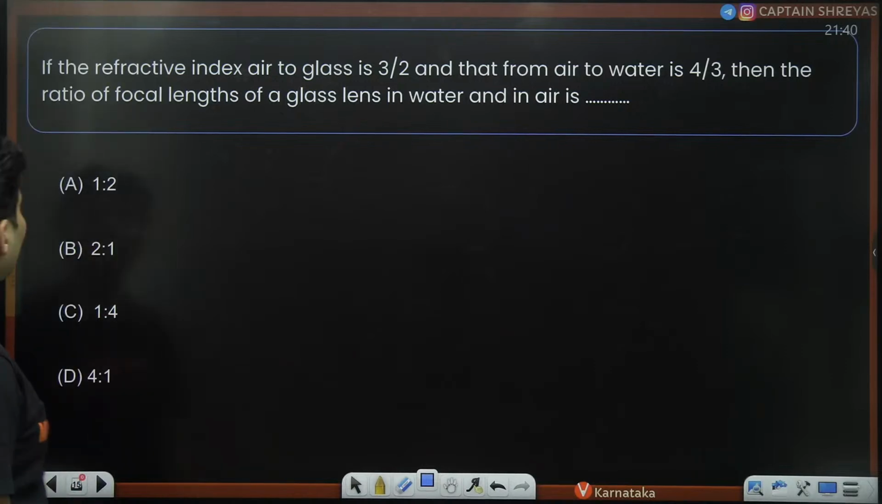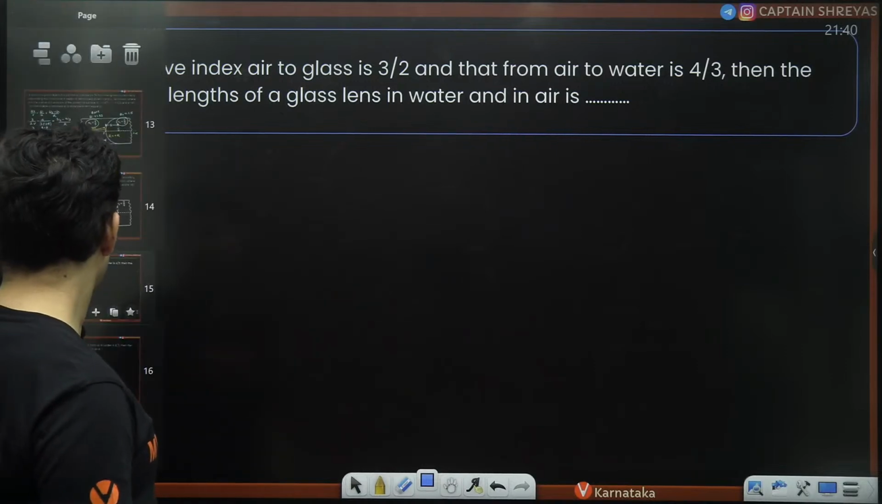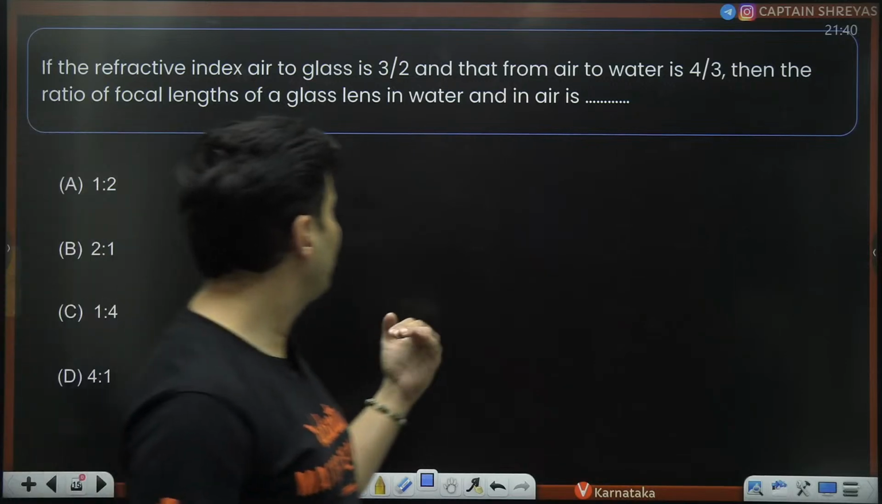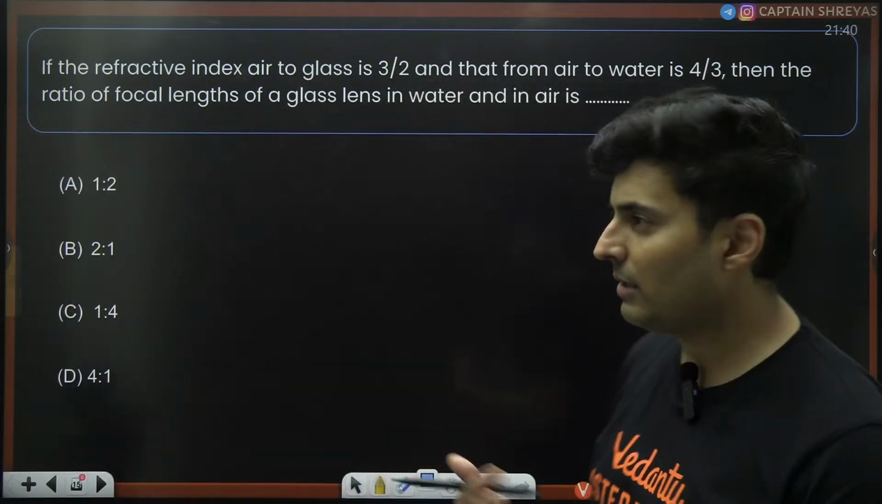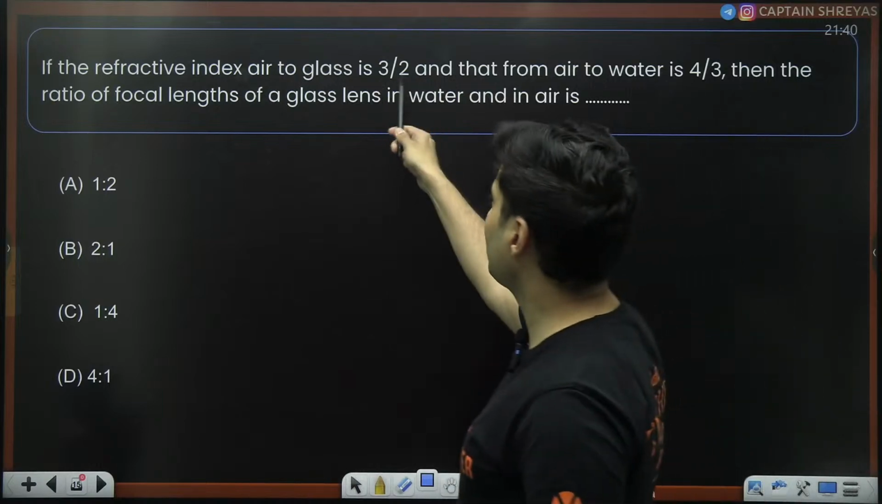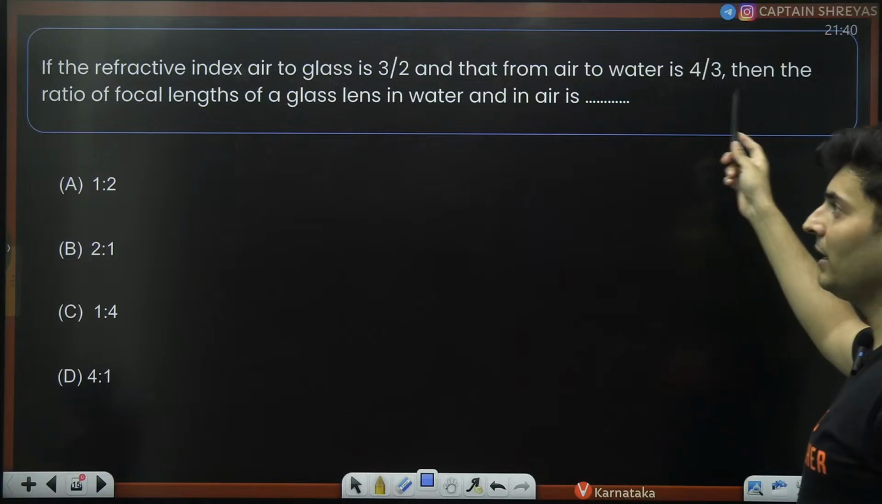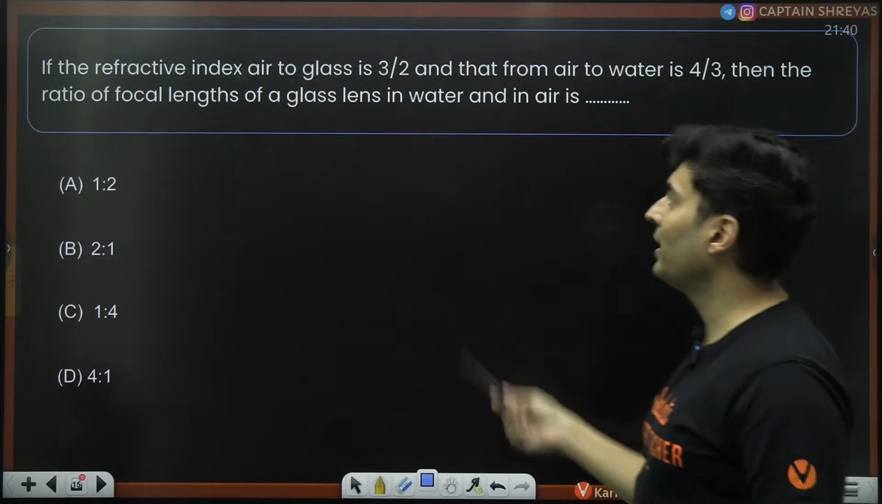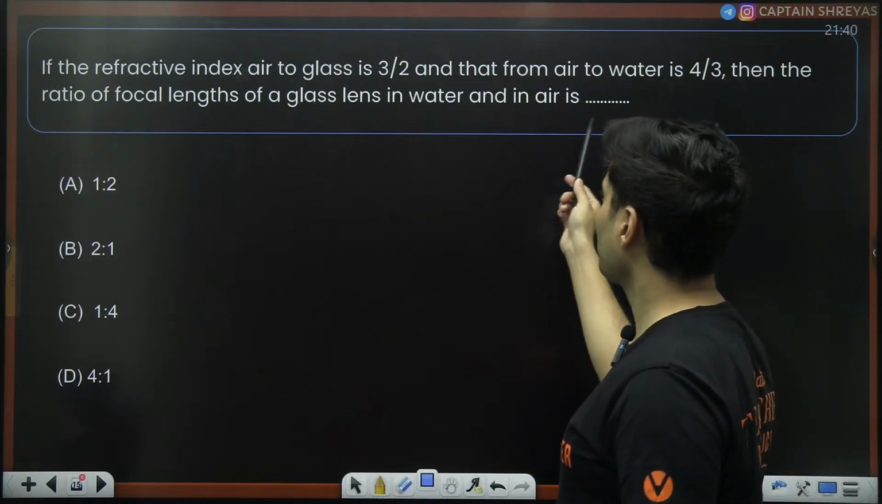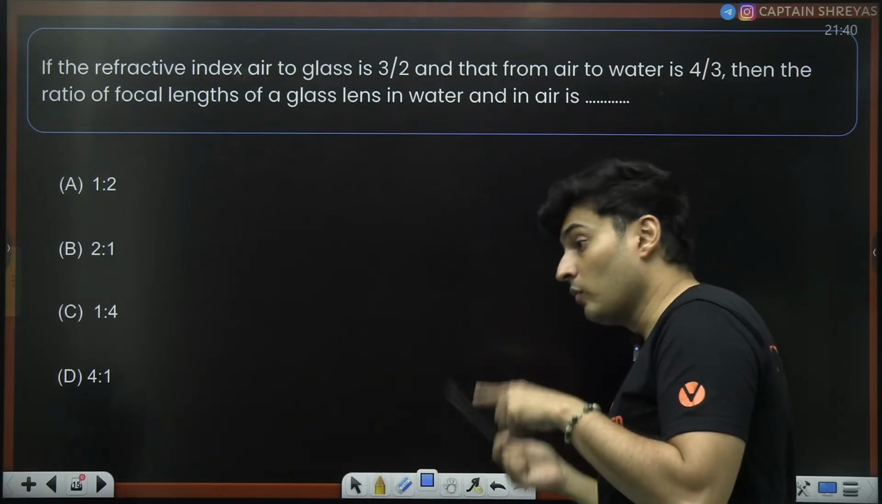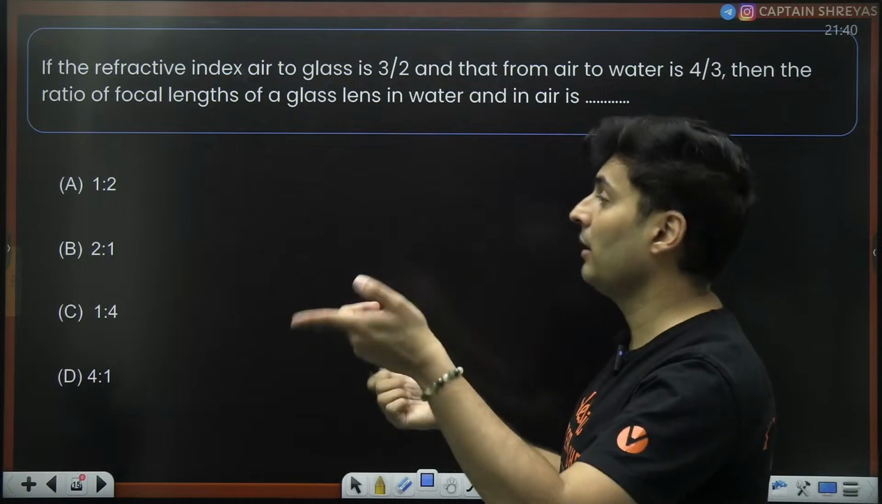Let's do this particular question. All right, everyone. See, if the refractive index of glass is 1.5, which is 3 by 2, and water's is 1.33, which is 4 by 3, find the ratio of the focal length of a glass lens in water and in air. Glass lens in water and in air.